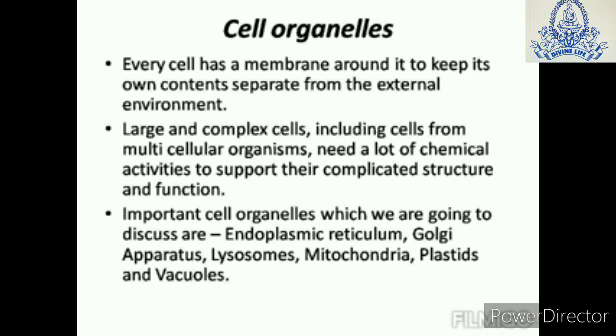Cell organelles. Every cell has a membrane around it to keep its own content separate from the external environment, which we have already seen. Now the large and complex cells, including cells from multicellular organisms, take for example human beings, need a lot of chemical activity to support their complicated structure and function. Important cell organelles which we are going to study in this chapter are endoplasmic reticulum, Golgi apparatus, lysosomes, mitochondria, plastids and vacuoles.